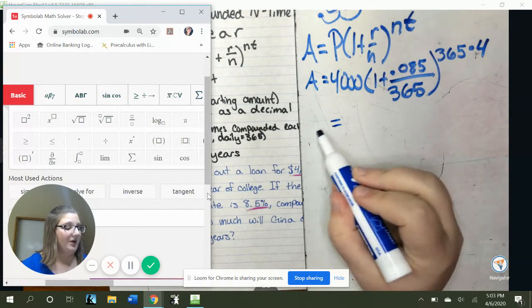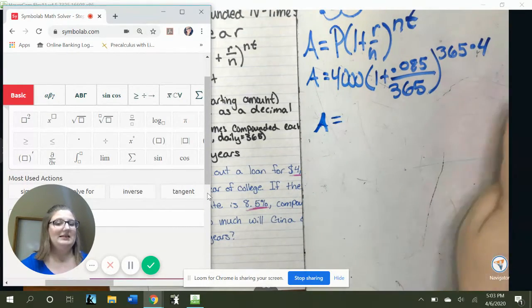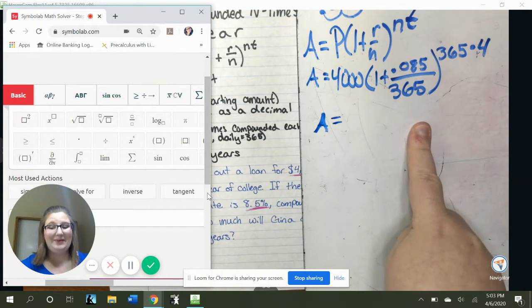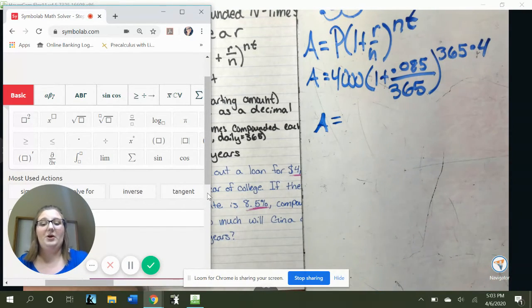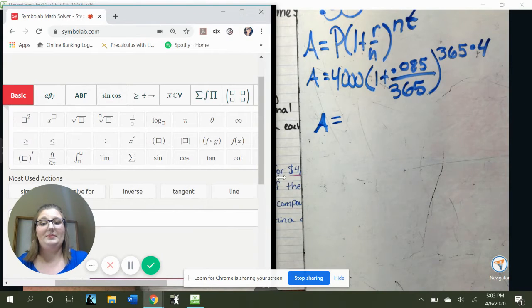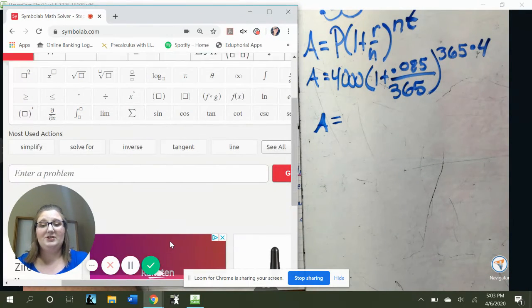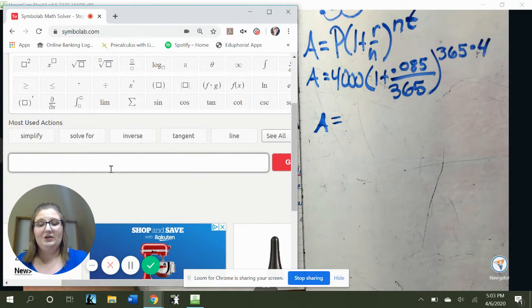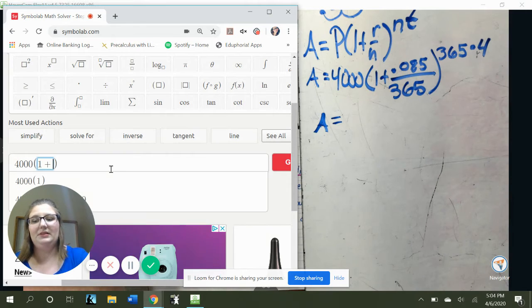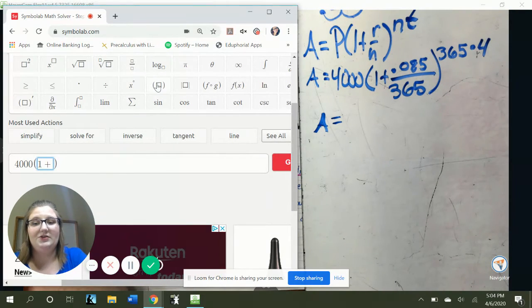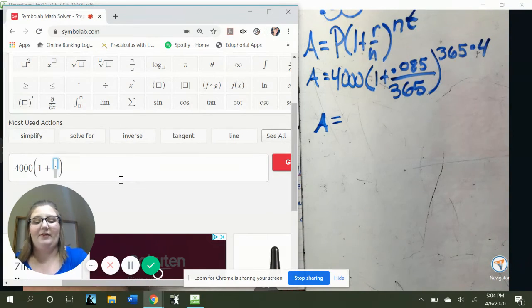And now we want to figure out what all of this equals. Rather than trying to do that by hand, because that would be really challenging, we're going to go over and use our calculator. So I'm going to use Symbolab again for this one. And I'm just going to type in exactly what I have over here. So I've got 4,000 times 1 plus, and then to get this fraction, there's a button up here at the top that looks like a box, a line, and then a box underneath. That will give me a fraction. On top of my fraction, I have 0.085, and then on the bottom, we're dividing by 365.